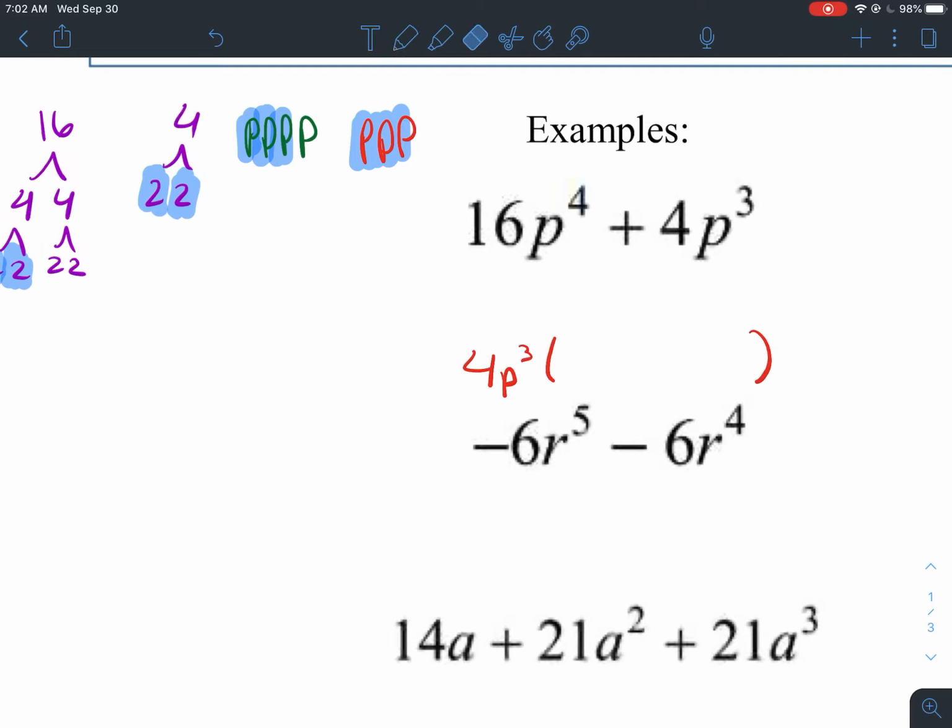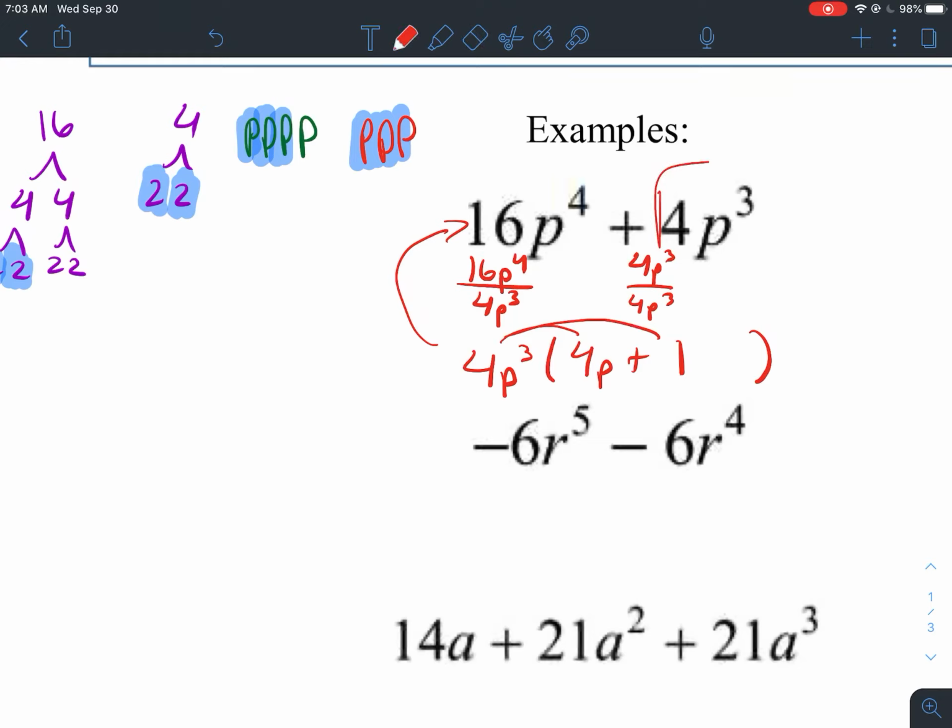Then I need to go through and get my new terms. I have to do 16p to the fourth divided by 4p to the third, and you end up with 4p. Then I'm going to do 4p to the third divided by 4p to the third. This gives you a 1. You have to put something here. Do not leave it blank. Don't just leave it as 4p. The reason you cannot do that is you need to make sure that if you were to distribute this back in, you would end up with what you started with.